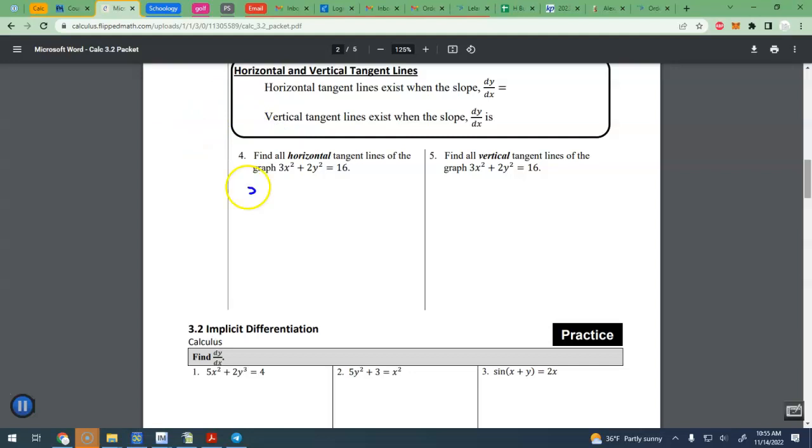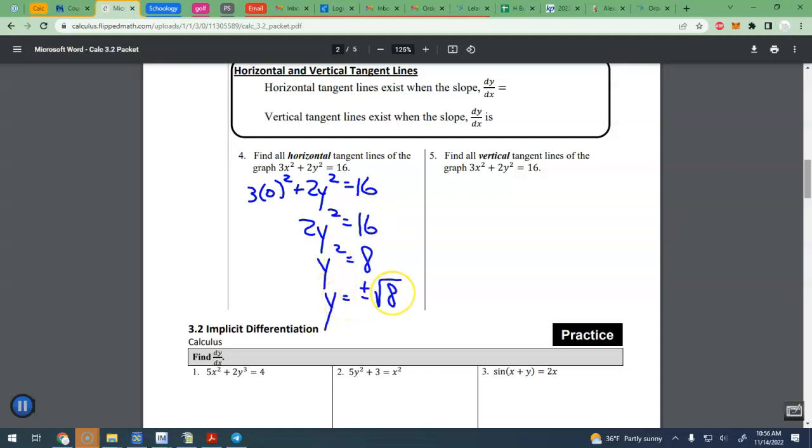So put 0 right there. So 3 times 0 squared plus 2y squared equals 16. I'm going to solve this for y. So 3 times 0 is basically nothing, just 2y squared equals 16. So y squared equals 8. And you'll have y equals plus or minus square root of 8.